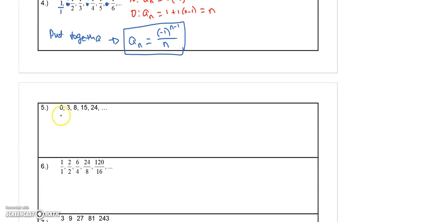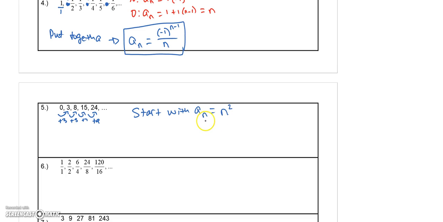Number 5, let's look at this. Plus 3, plus 5, plus 7, plus 9. We said that's going to be a variation of perfect squares. So let's start with an equals n squared.